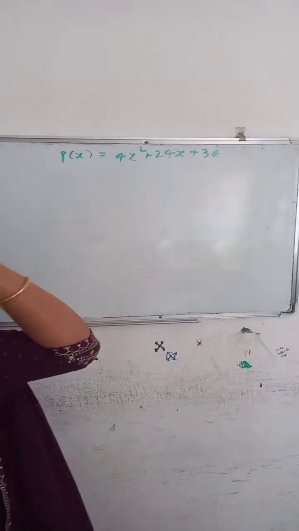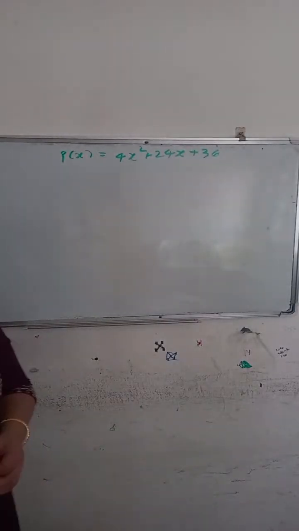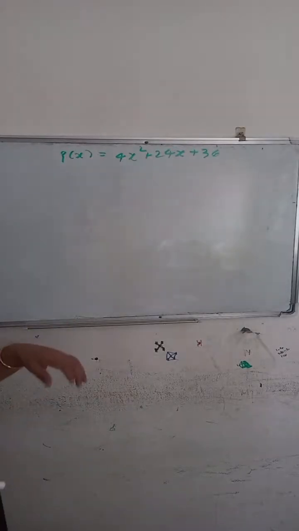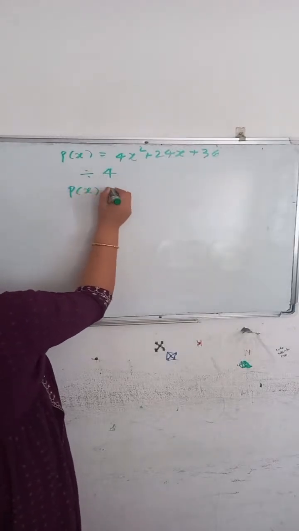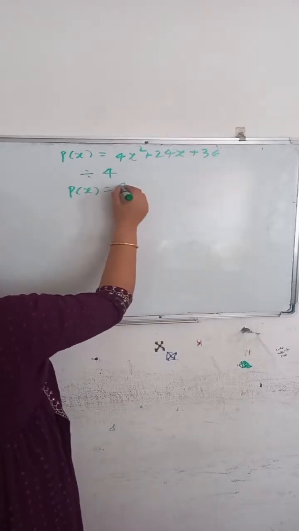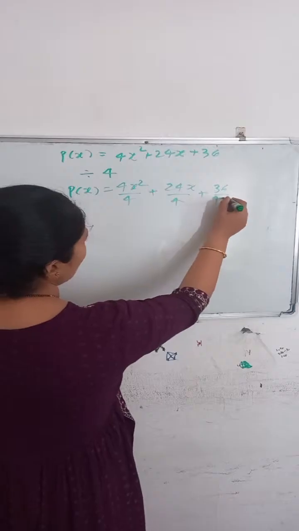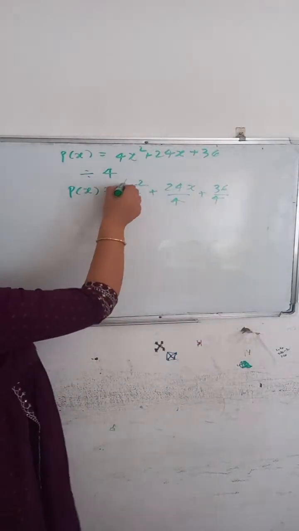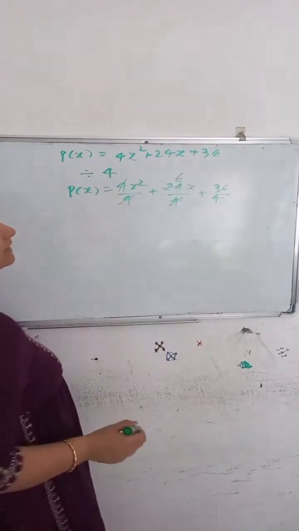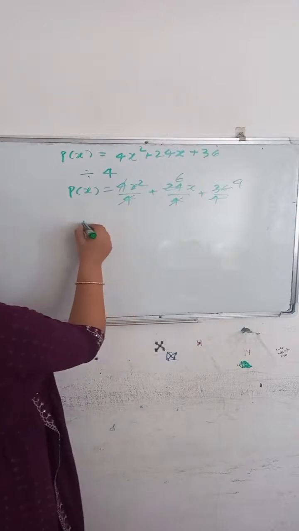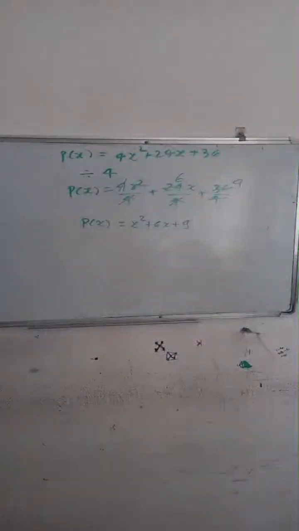So here, if you check this p of x, this is 4x square plus 24x plus 36. So 4, 24 and 36 all are present in the table of 4. So instead of keeping bigger values, you can divide this equation by 4. So your p of x will become 4x square by 4 plus 24x by 4 plus 36 by 4. Now 4 and 4 cancel out. 4 times how much is 24? 6. And 4 times 9 is 36. So it becomes x square plus 6x plus 9.